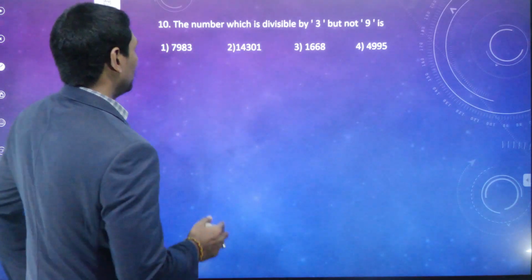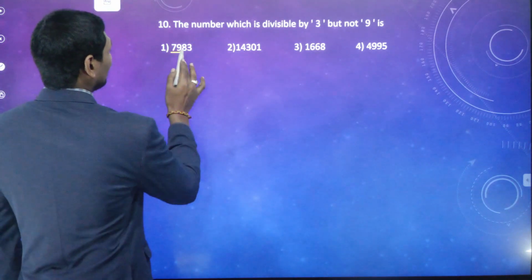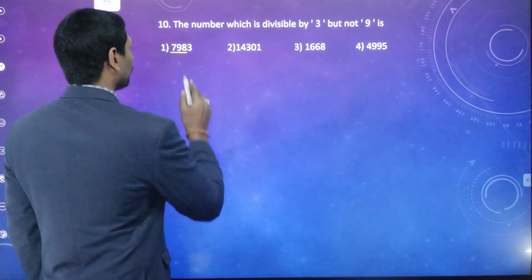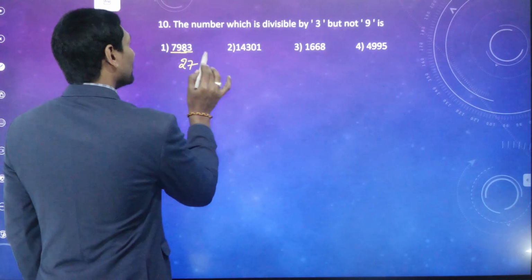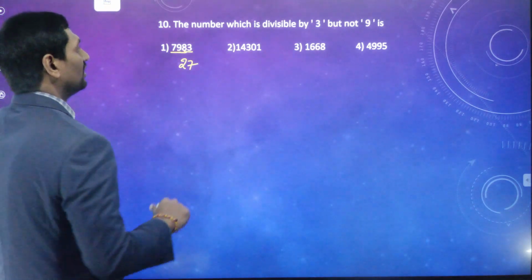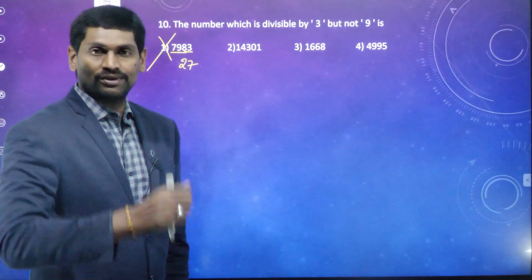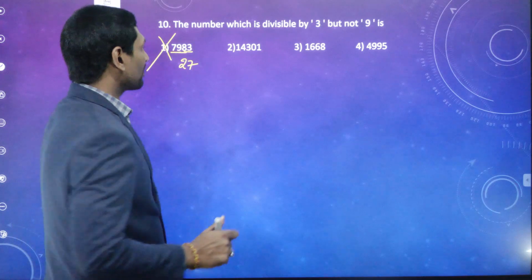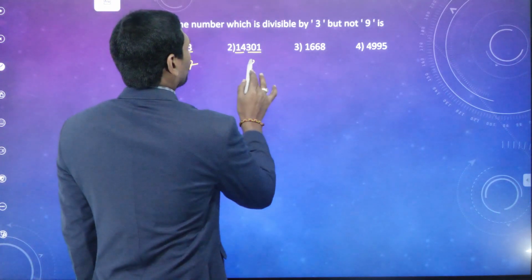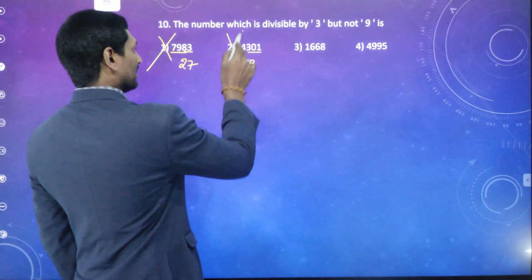Now 7 plus 9 is 16. 16 plus 8 is 24. 24 plus 3 is 27. The 27 is a multiple of 3 as well as a multiple of 9. But our answer should not be this, because it should be divisible by only 3 but not 9. Now coming to this, 1 plus 4 is 5, 5 plus 4 is 9. 9 is a multiple of 3 and also of 9. So it is also incorrect.